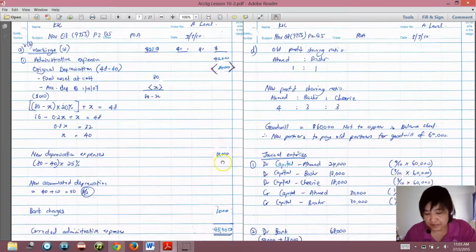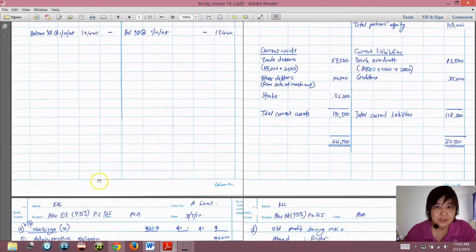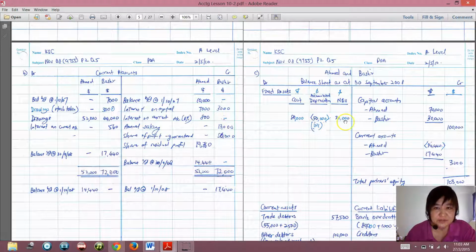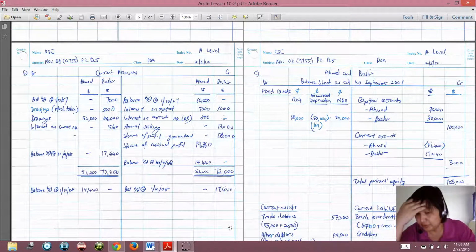So that means the new accumulated depreciation will be 40,000 plus 10,000, and this 50,000 will go to the balance sheet. Yeah, 50,000, and so the net book value will be 30,000. Okay, then there is something else that we should adjust to the administrative expenses.